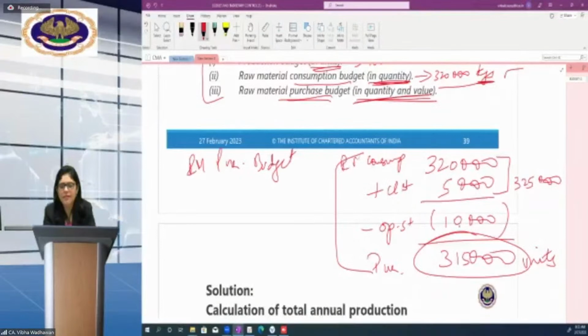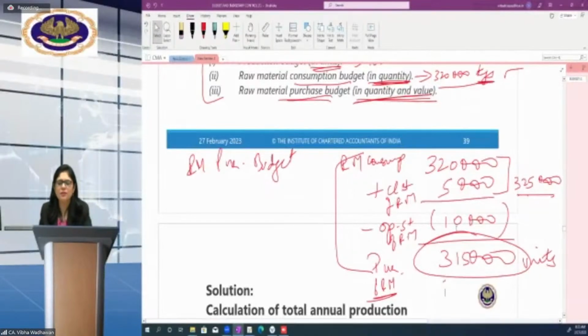Raw material consumption plus closing stock of raw material minus opening stock of raw material. This is the purchases of raw material we need to make. So this is the consumption plus closing stock which we wish to maintain at the end of the year. So the total requirement of raw material is 3,25,000. Out of that, 10,000 we already have, so the balance we need to purchase from the vendors. So 3,15,000 are the units.